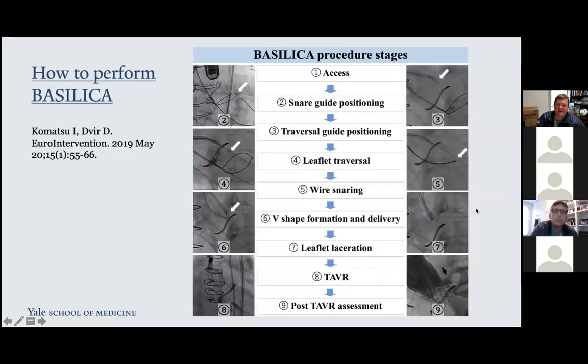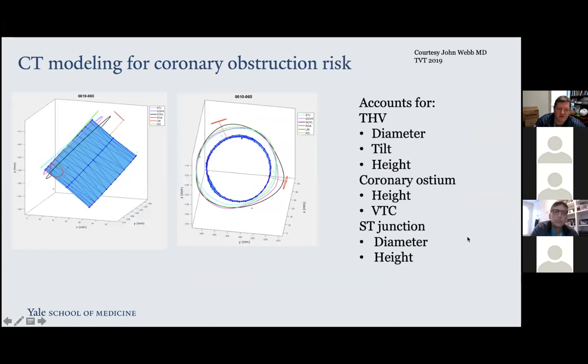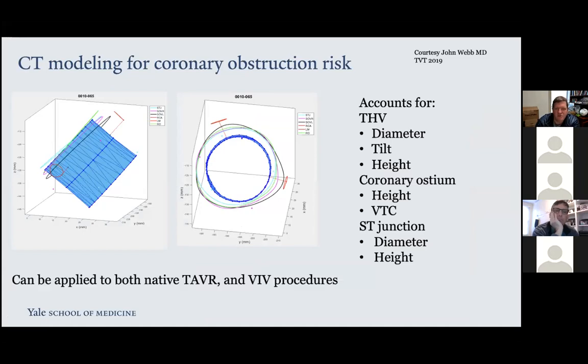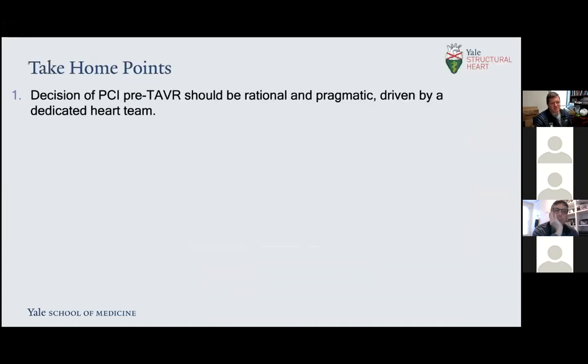Been done a lot. It can help certainly in some cases, but it's clearly proven that it doesn't always help, and you still can at times get coronary obstruction. There are some pretty cool things out there that are looking at the CT modeling for the risk of coronary obstruction. These are in some of their early days. I know Andreas is on, so I don't know if he's done any work, but I know they've done a lot of work with CT modeling over at the UK. I'll finish just with some take-home points.